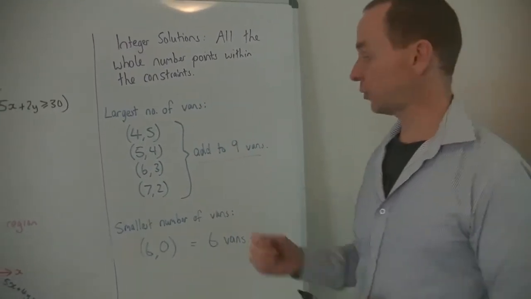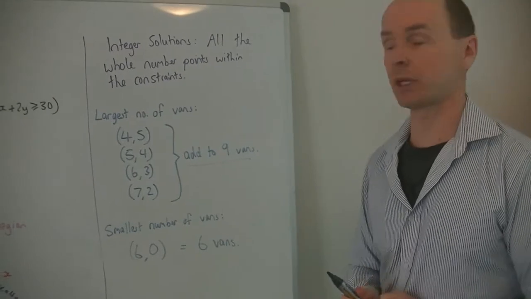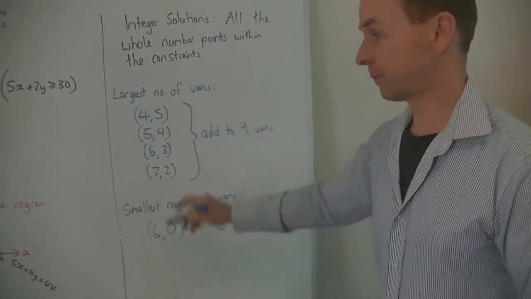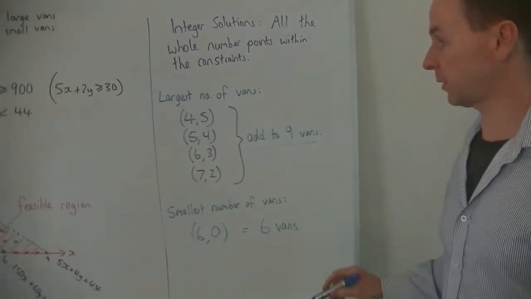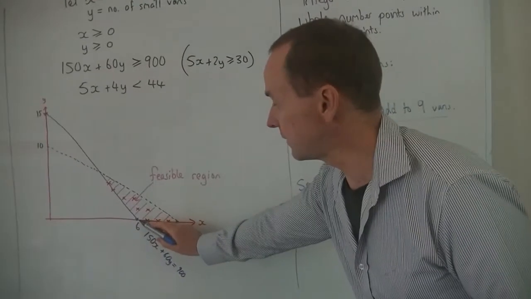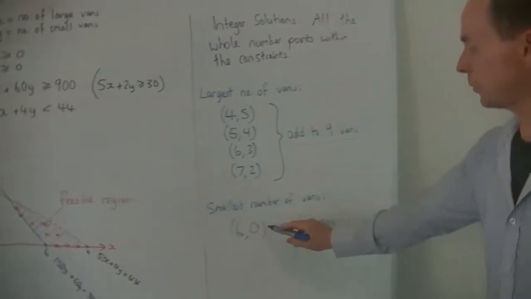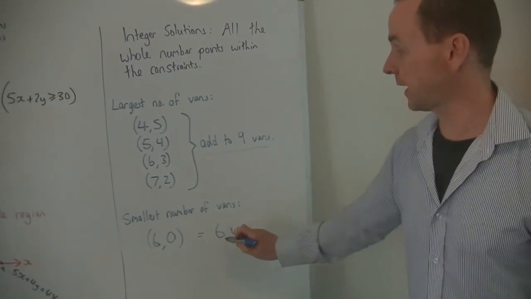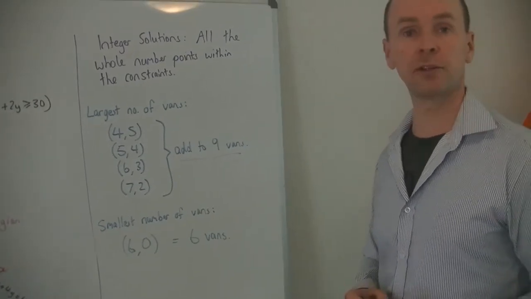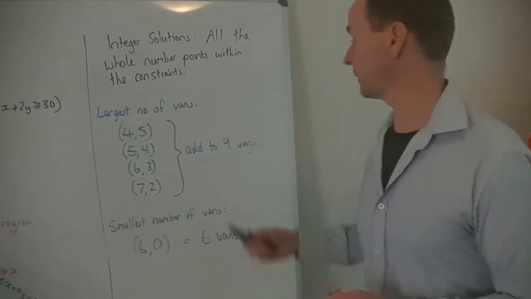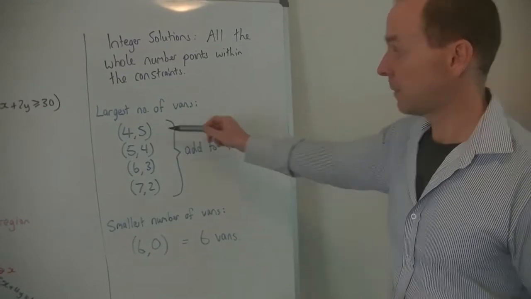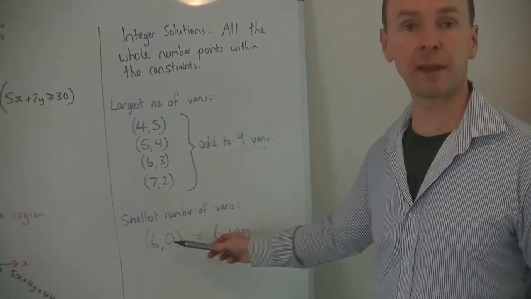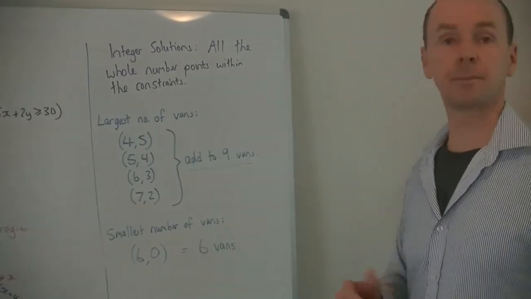The question also said find the smallest number of vans that we can use. The other coordinate we use is 6, 0, because it's one of these points, so when you read them accurately you can see the point here, 6, 0, is there. When we use the point 6, 0, 6 plus 0 is 6, so 6 vans is the smallest number of vans that we need to use. To answer the question, the largest number is 9, because when you add the coordinates together you get 9, and when you add 6 and 0 together, the smallest sum is 6.